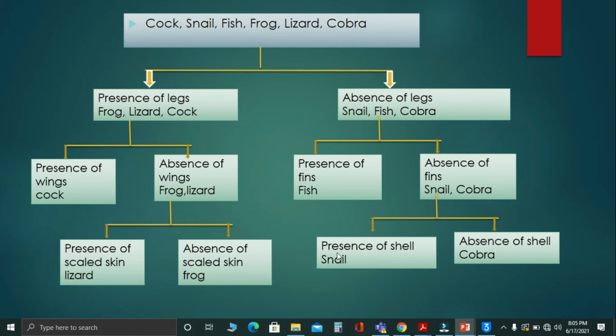Now look at the final box of this categorization. Here cock, lizard, frog, fish, snail and cobra. Only one item remains in each final box. So this is an example of a dichotomous key.